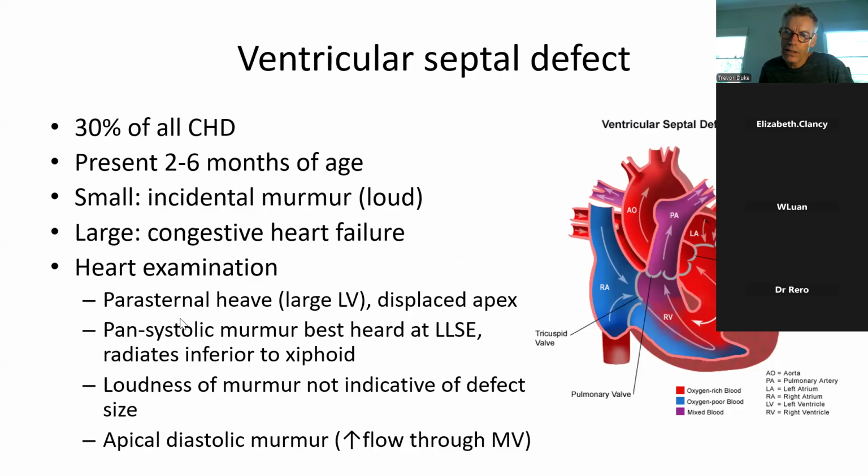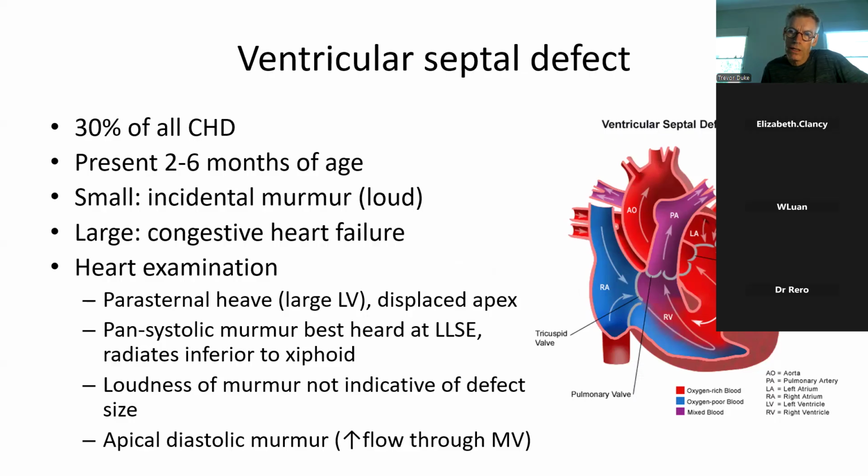And on clinical examination, usually there's a parasternal heave. That's because the left ventricle is hypertrophied and larger. The apex beat can be displaced, like you saw on that chest X-ray. There's often a pansystolic murmur that's best heard at the lower left sternal edge.